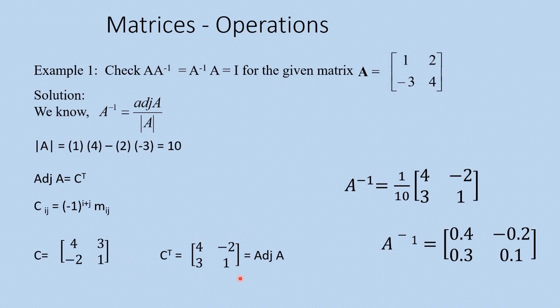Substituting the values in A inverse is equal to adjoint matrix A divided by determinant A, we get this. A inverse is equal to adjoint A divided by determinant A, that is 10. Therefore, A inverse is 1 by 10 times 4, that is 0.4, 1 by 10 times minus 2, that is minus 0.2, 1 by 10 times 3, that is 0.3, and 1 by 10 times 1, that is 0.1.